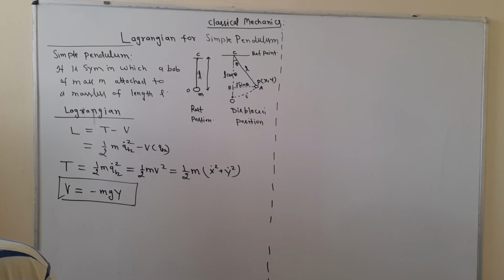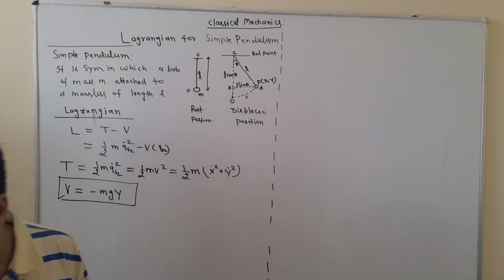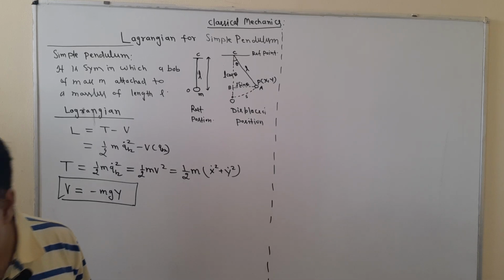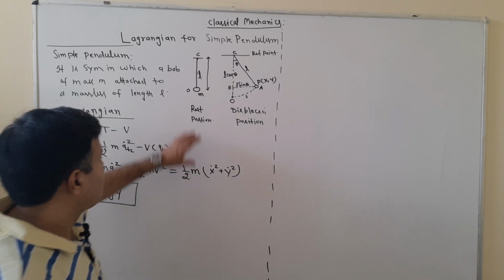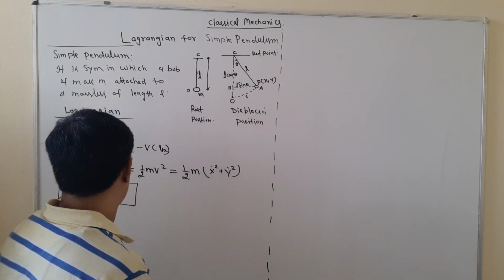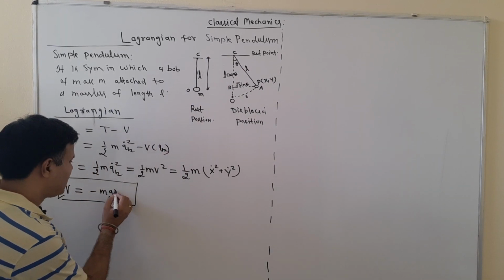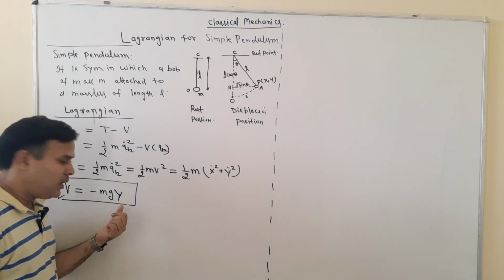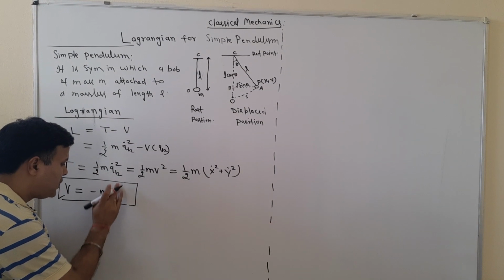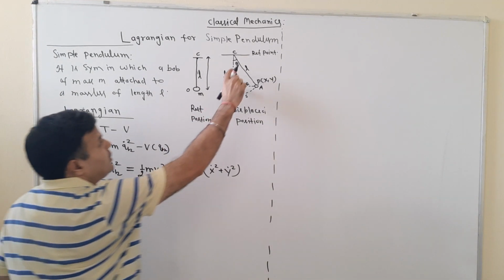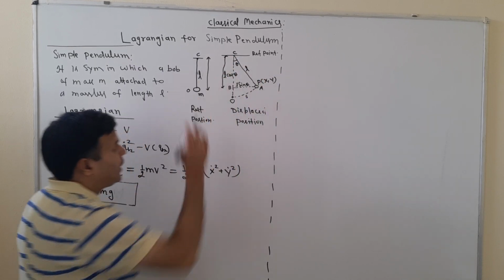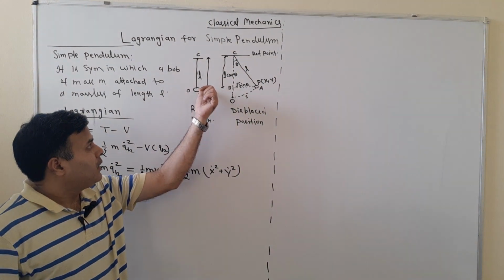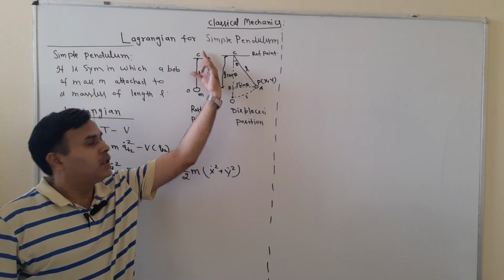So potential energy in this case is simply mg times OC minus OB. So this is the potential energy, and this distance is BC. This is the general expression, minus mgy. But what is y? It is mg times BC, this distance. Because when our bob is at A, the potential energy is minus mg times this distance.